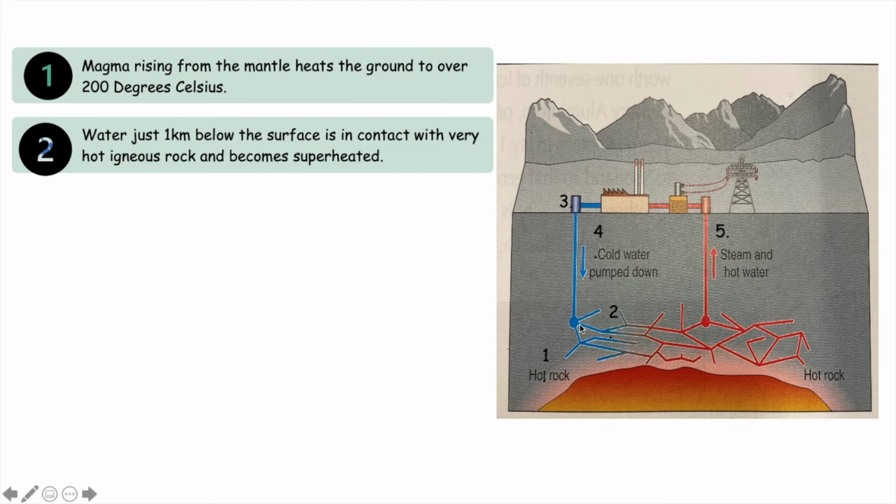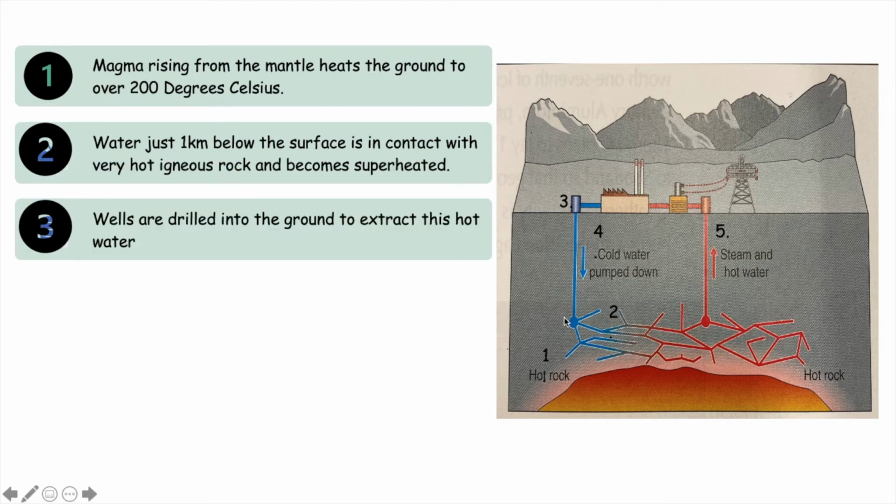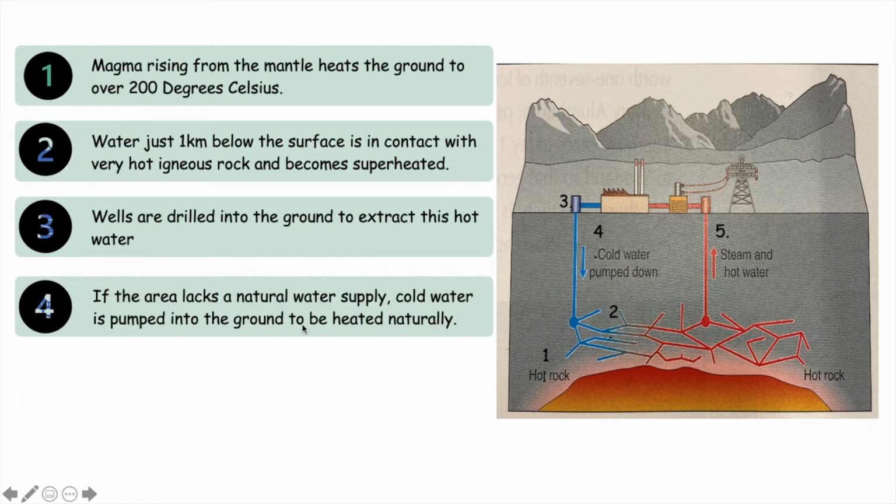Number 3, wells are drilled into the ground to extract this hot water. If the area lacks a natural water supply, cold water is pumped into the ground to be heated naturally. So they either drill down to take the natural water out, or they pump cold water artificially down into the crust of the Earth through these big wells.